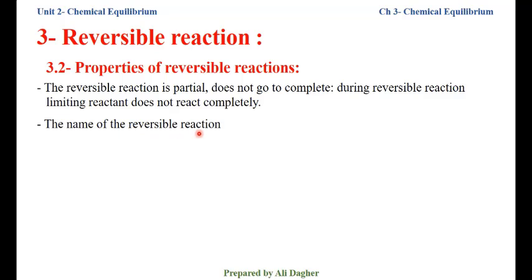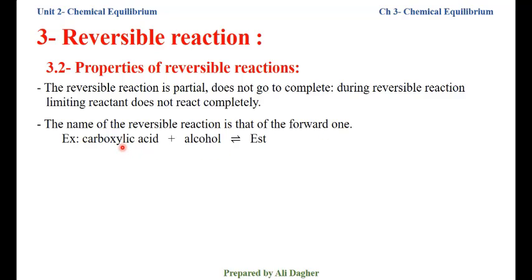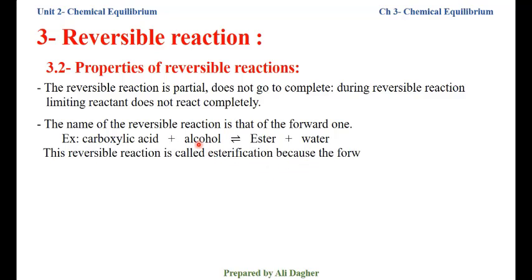The name of the reversible reaction is that of the forward one. For example, the reaction carboxylic acid plus alcohol give ester plus water. In this equation, we have two reactions, but this reaction is called esterification reaction. Why? Because the forward reaction is called esterification. Then the name of the reversible reaction is the same as the name of the forward reaction.